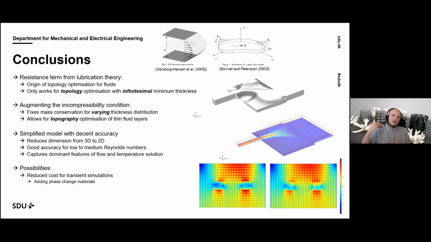It's easier to include the time dependency when including the phase change materials inside the solid. Also, the flow instabilities are easier to capture when we have a lower dimensional model. And we can combine this topography description of the fluid flow spacing with a topography description of the plates in order to accommodate for mechanical and thermomechanical effects.